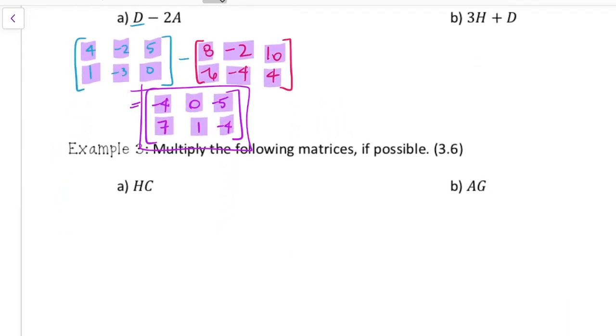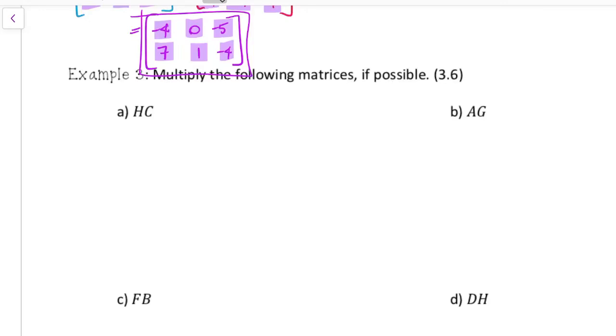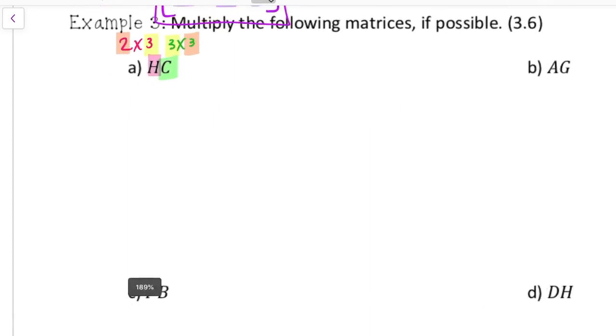And now we move on to matrix multiplication from section 3.6. So first we're going to talk about whether or not we can. Well, matrix H has dimensions, what did we say, 2 by 3. Matrix C had dimensions 3 by 3. So we can only do matrix multiplication when your inside dimensions match, and your outside dimensions tell you the size of your new matrix. So we should be expecting a 2 by 3 matrix.